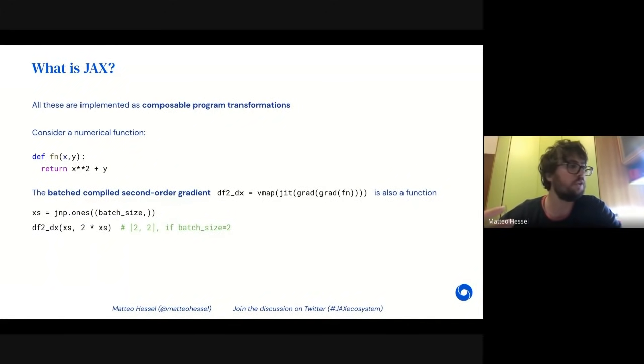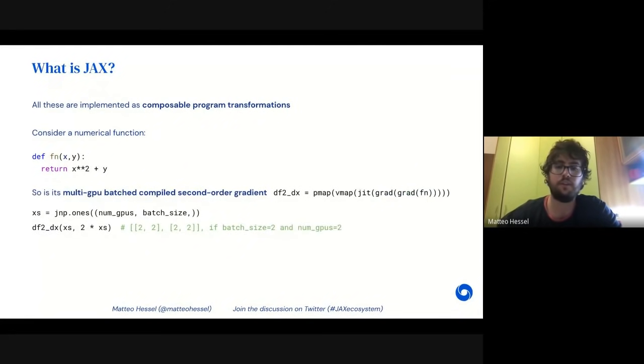And finally, if you want to then execute these batched compiled second-order gradient calculations in parallel on multiple accelerators, for instance, this could be multiple GPUs, you just need to chain one more. Now you pmap a vmap to JIT grad of a function. And again, this is just a Python function that you can call on your inputs.